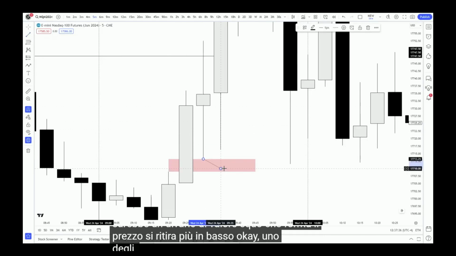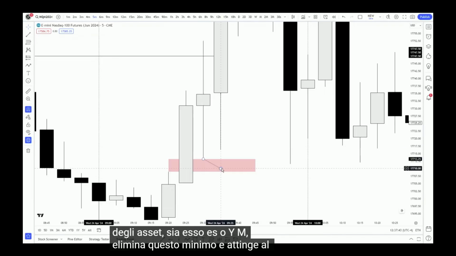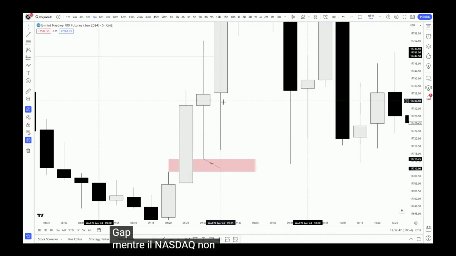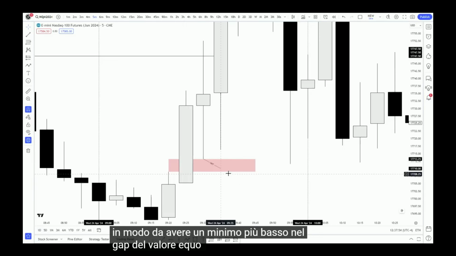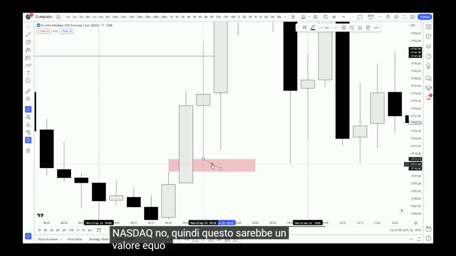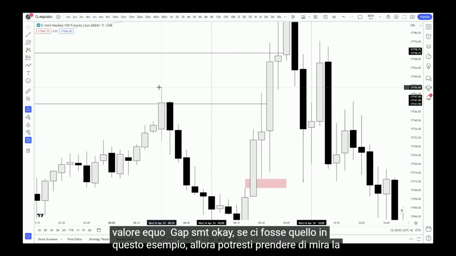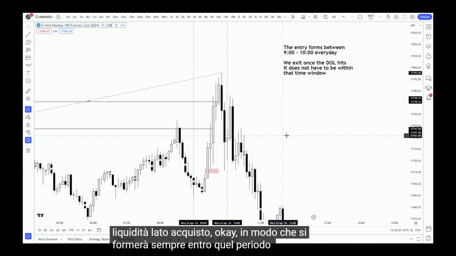Okay, one of the assets, whether it be ES or YM, takes out this low and taps into the fair value gap, whereas NASDAQ doesn't. Okay, and it just stops, and then it starts to spool higher. So you have a lower low in the fair value gap on YM, we'll say, or ES, and then NASDAQ doesn't. So this would be a fair value gap SMT. Okay, if there was that in this example, then you could be targeting buy-side liquidity. Okay, so that will always form within that time period.